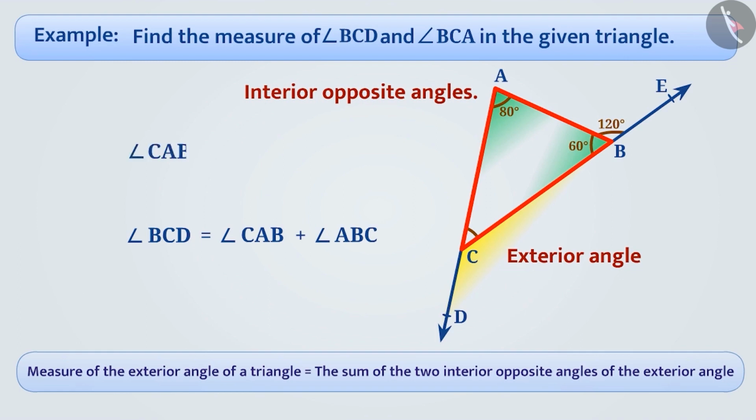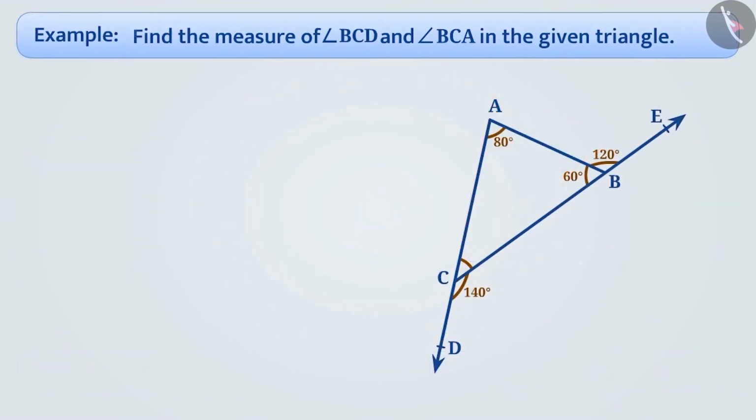Since angle CAB is equal to 80 degrees and angle ABC is equal to 60 degrees, angle BCD is equal to 80 degrees plus 60 degrees, which is equal to 140 degrees. Now can you tell us how we will find the measure of angle BCA? Think for a while.